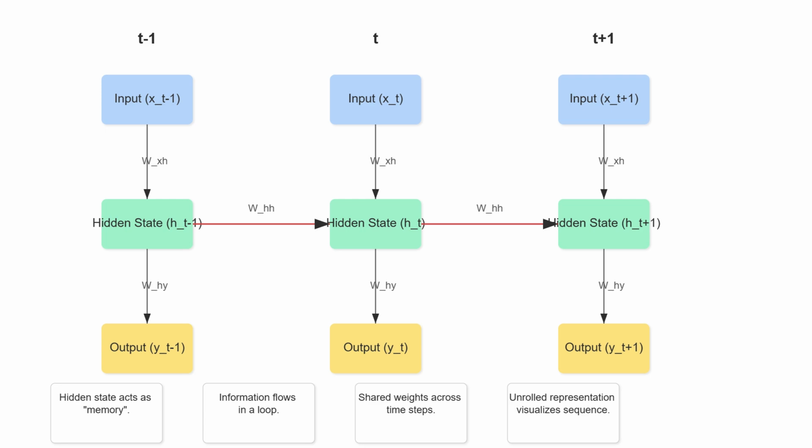When we unroll an RNN, we visualize this process as a series of interconnected cells, each representing a time step. This unrolled representation clearly shows how information flows in a loop, propagating memory forward through time, enabling the network to learn dependencies over variable-length sequences.